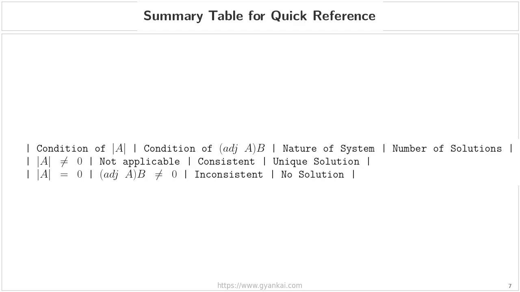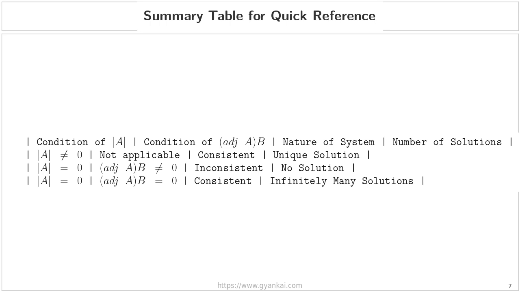Next, let's look at the second row, which is a critical case to watch out for. When the determinant of matrix A equals 0, the matrix is singular. If upon checking, you find that the product of the adjoint of A and matrix B is not equal to 0, then the system is inconsistent, meaning there is no solution at all.